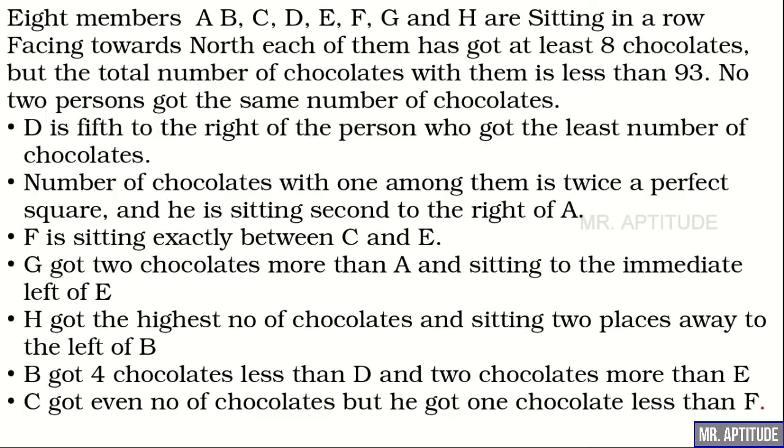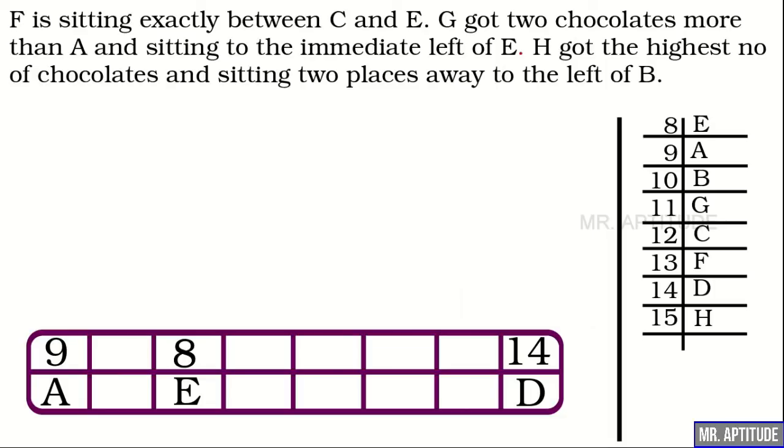To answer the last question, this is the information which is required. F is sitting exactly between C and E. G got 2 chocolates more than A and is sitting to the immediate left of E. H got the highest number of chocolates and is sitting 2 places away to the left of B. Let me pick those 3 conditions and write them here. Now, G got 2 chocolates more than A but sitting to the immediate left of E. So, as this is E, G should sit to the immediate left of E, and G has got 11 chocolates.